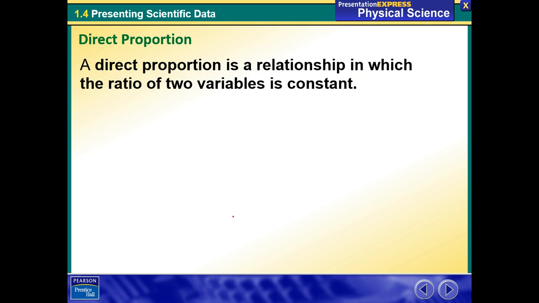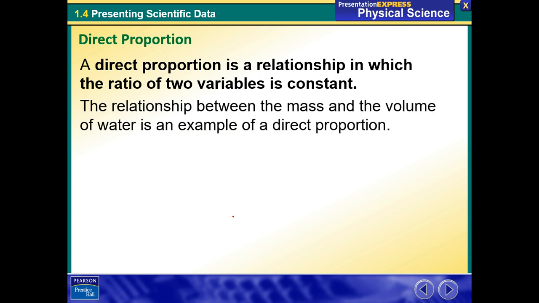With those, you might see different steepnesses. Sometimes the steepness goes up and sometimes the steepness goes down. These are things called direct proportion and indirect proportion, or inverse. A direct proportion is a relationship in which the ratio of the two variables is constant.